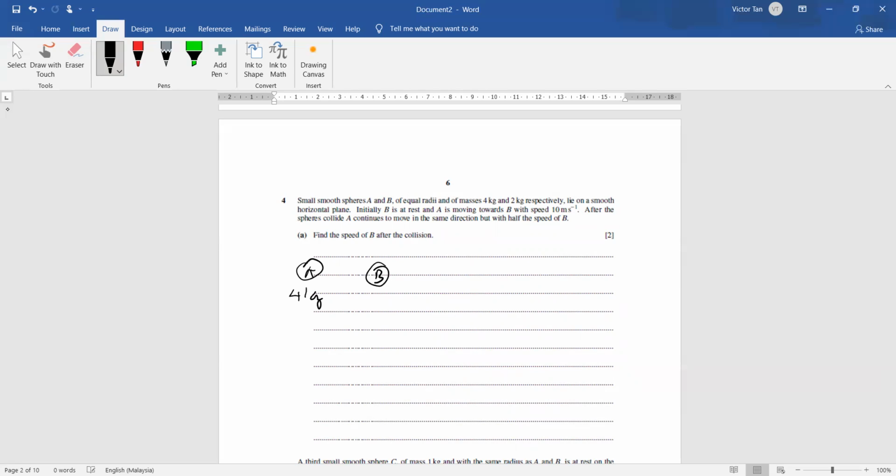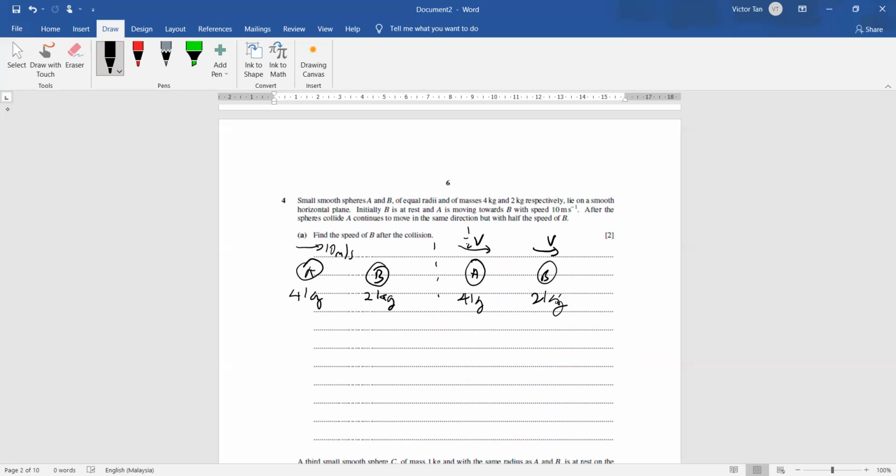4 kilogram, 2 kilogram. I like to model conservation of momentum this way. It's easier to see. Okay. A is moving towards B at 10 meters per second. B is stationary. After the collision, A 4 kilogram, B 2 kilogram. Let's say B is moving at V. A will be half V.